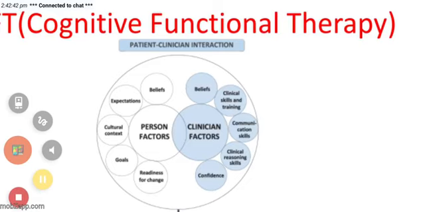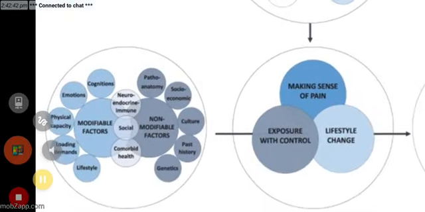Then clinical reasoning skill, it is very important that you should never go by the book. You have to make your own reasoning, why he is getting this pain and how can I relieve that pain. And then confidence. If a patient sees that my therapist is very confident to treat my pain, half his pain goes away. So, these are very important aspects when I am talking about cognitive behavioral therapy.